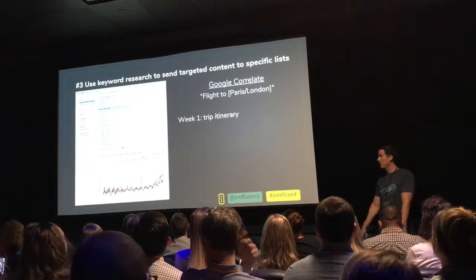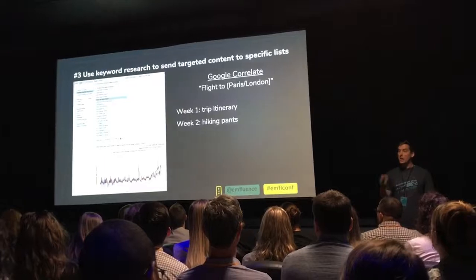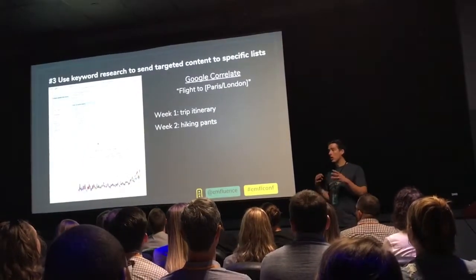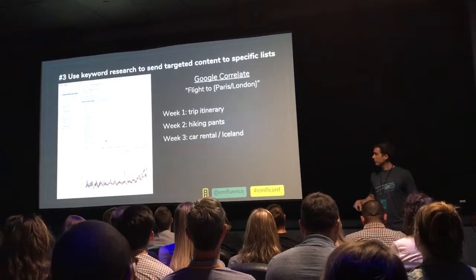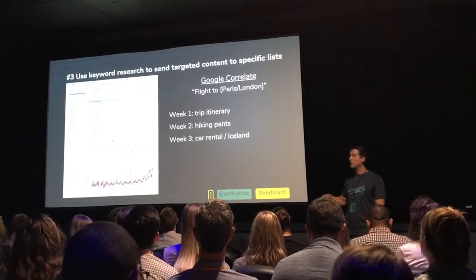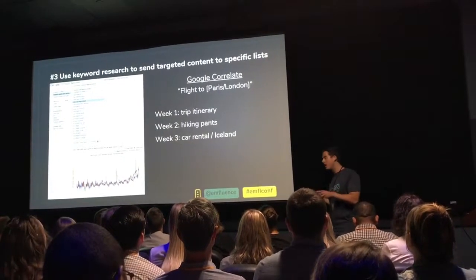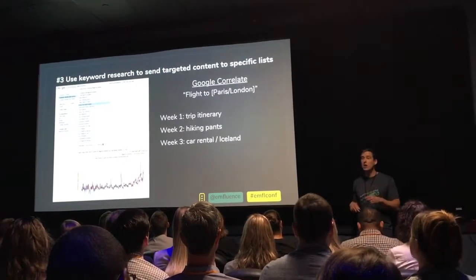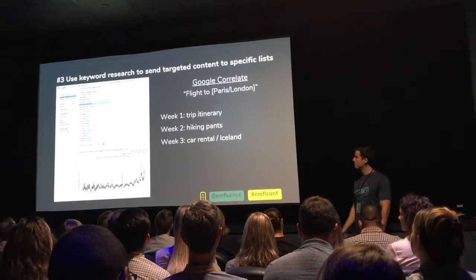Week 1, a week after searching flights to Paris or flights to London, trip itinerary searches were popping up frequently, and that's just like the email I received. Week 2, for flights to Paris, hiking pants was a common search, and there's a lot of great places to hike in Paris, so let your audience know that. Week 3, car rental information and trips to Iceland were popular search queries. So maybe your audience hasn't quite committed to that trip to London, but they're probably interested in trips to Iceland, so let them know your offerings.